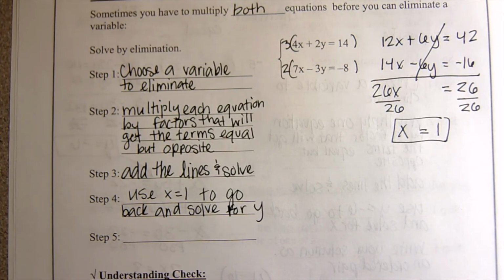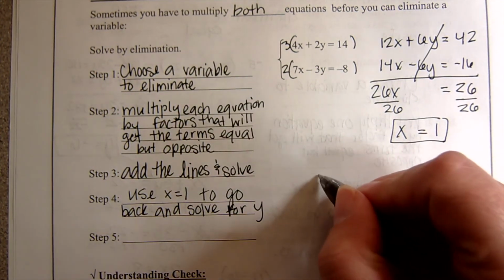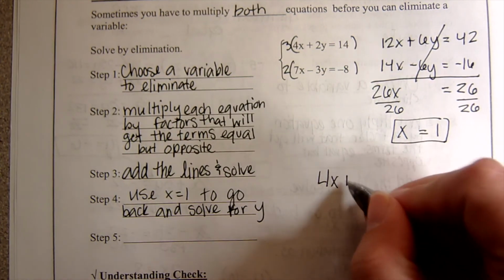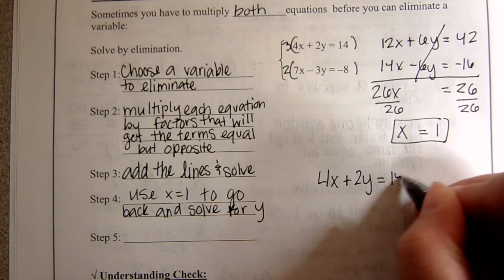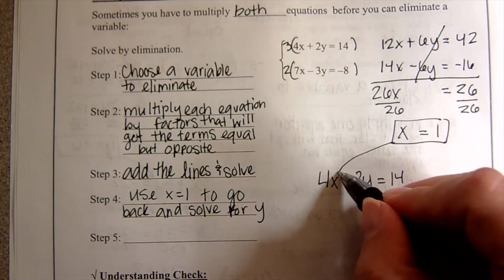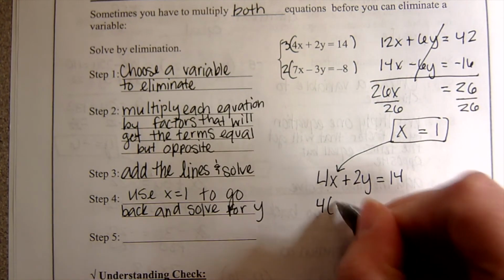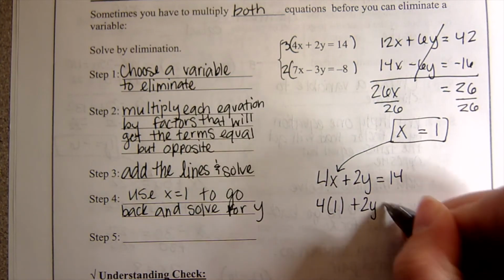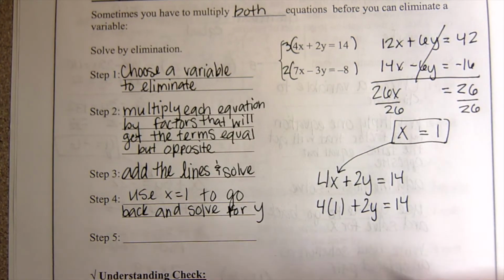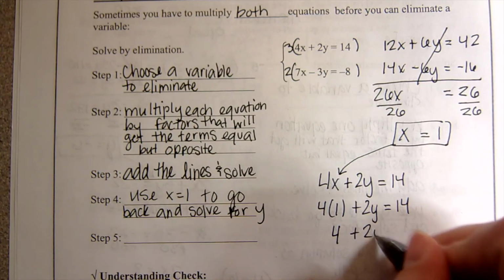So again, pick either equation. I'm picking the first one because it has positive numbers and I don't want to do the negative numbers. So I'm going to plug 1 in for x in the first equation. 4 times 1 plus 2y equals 14. So you end up with 4 plus 2y equals 14.